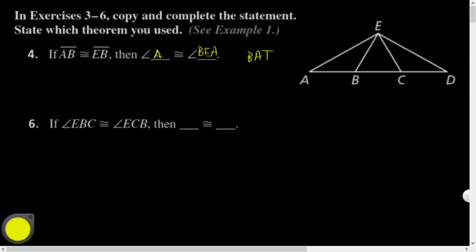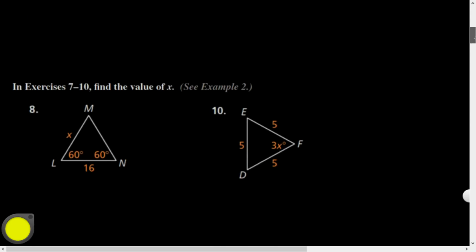And then it has, if angle EBC is congruent to angle ECB, then by the base angles converse, the sides opposite those are going to be congruent. So that would be segment EB is congruent to segment EC. You would need those segment tags over those.